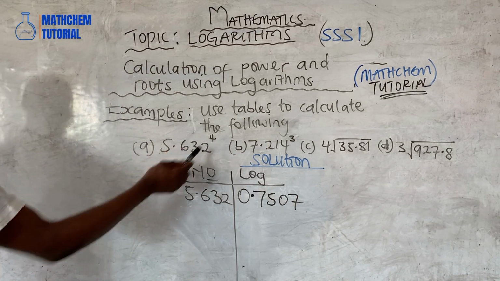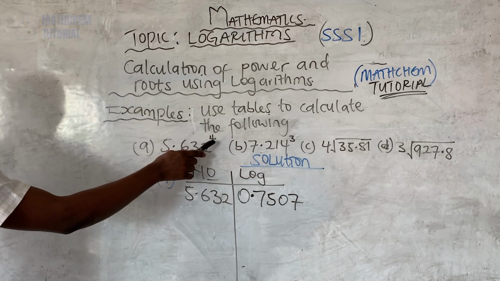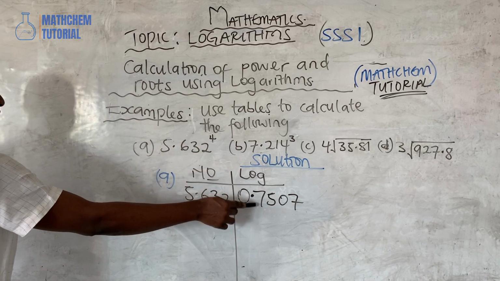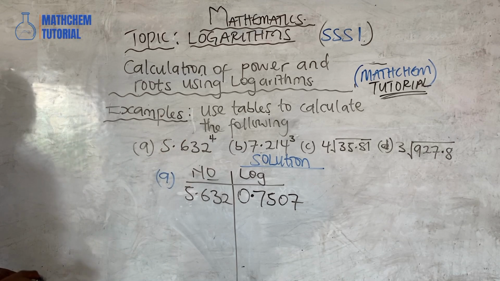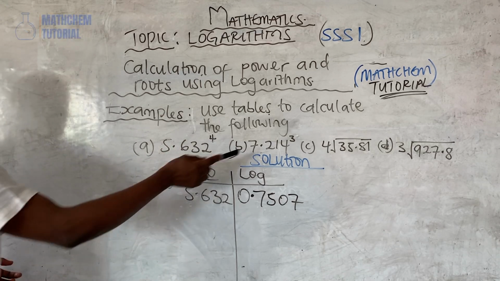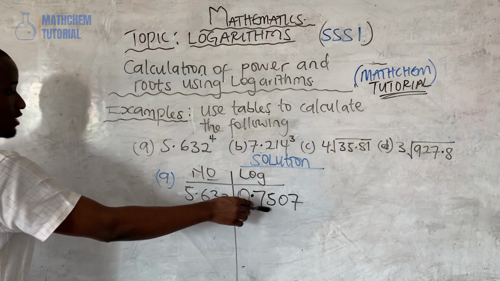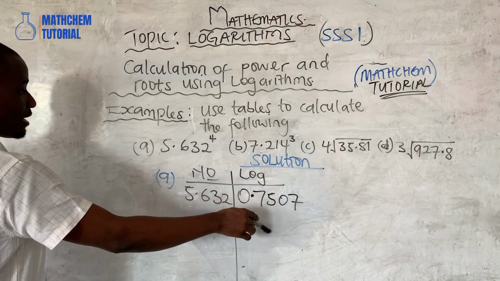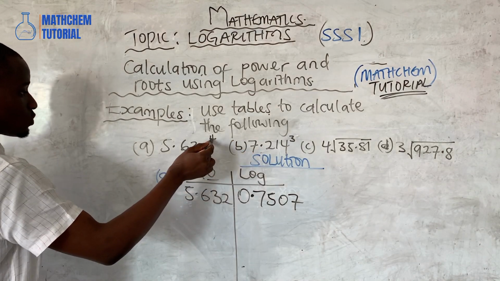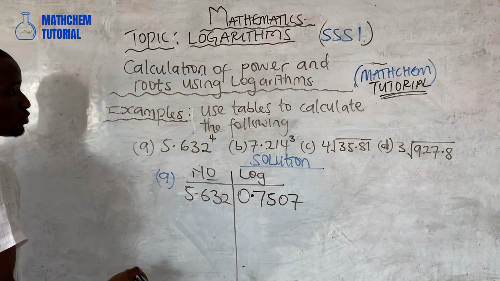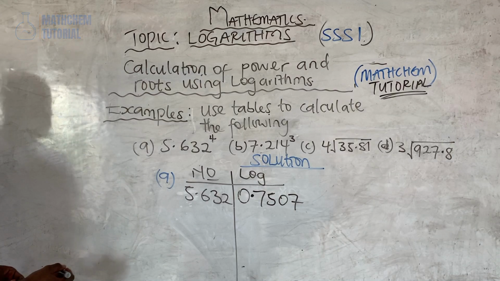I have this power of 4 here. Now whenever you have a power, what do you do? You multiply this answer you have here times this 4. Whenever you have raised to the power of 2, raised to the power of 3, raised to the power of 4, like in this example where B is a raised to the power of 3, the answer you have under this log, you multiply it by the power. So for this one, I'm multiplying this value by 4. That is the rule in solving logarithm using table.